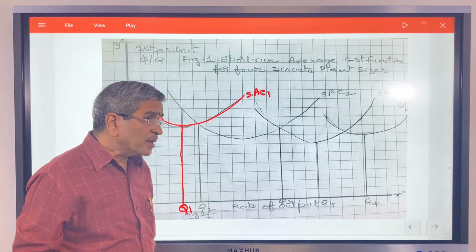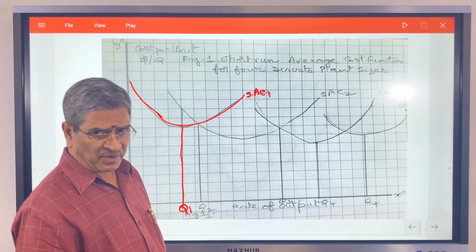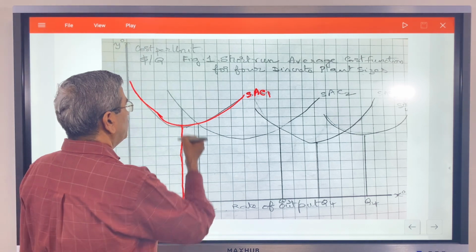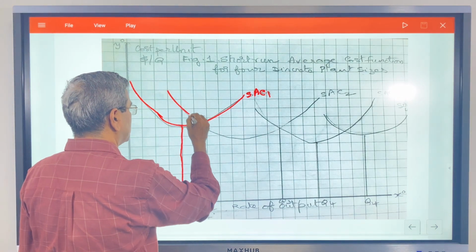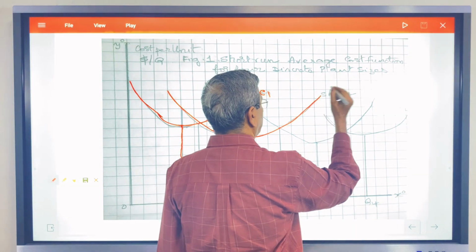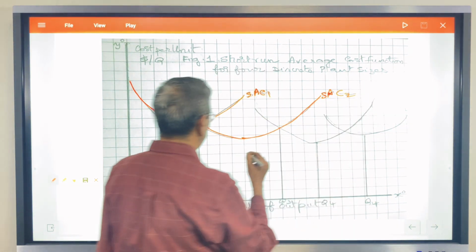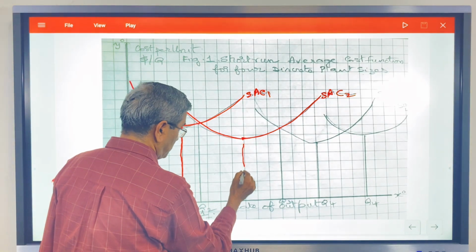However, if you purchase another plant over a shorter period of 6 months or one year, you can have another short run cost curve along with both machines together. You can have a SAC2, and this SAC2 will have a minimum cost point separately.